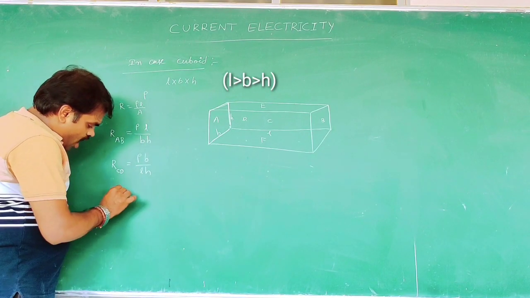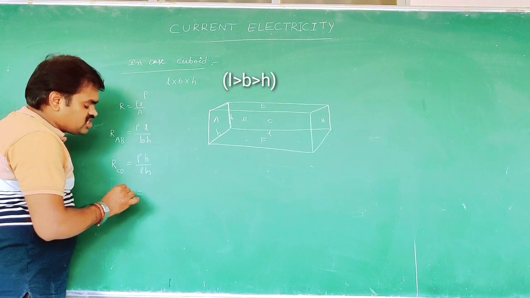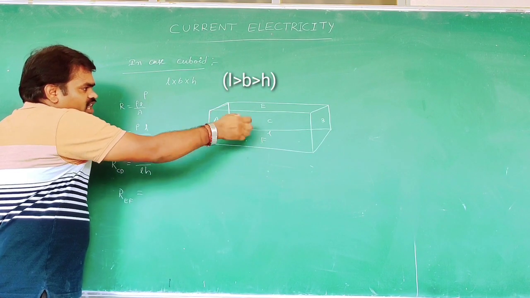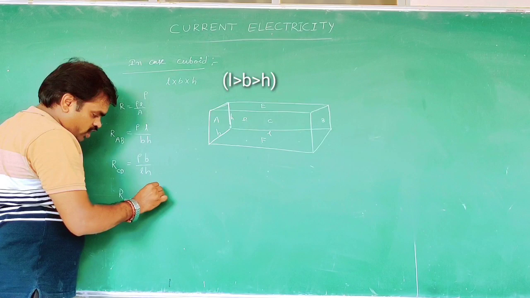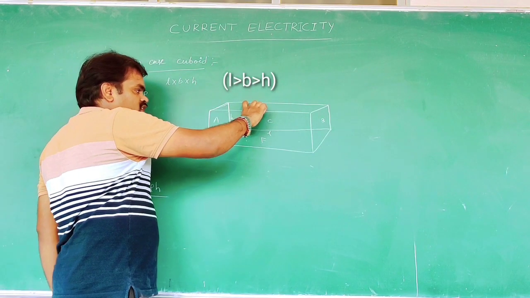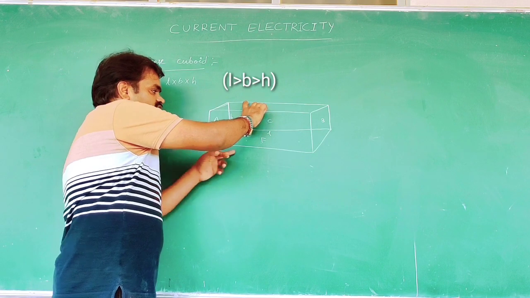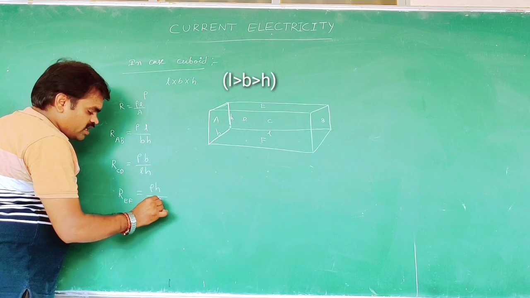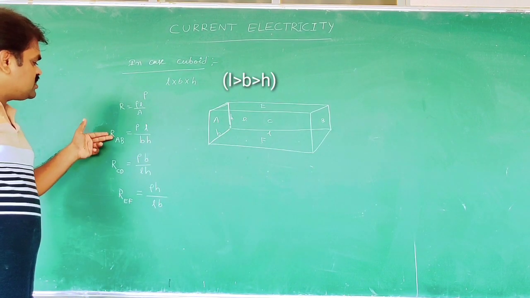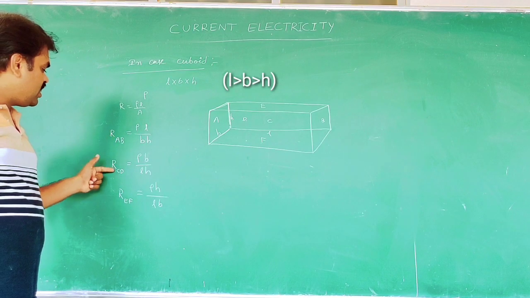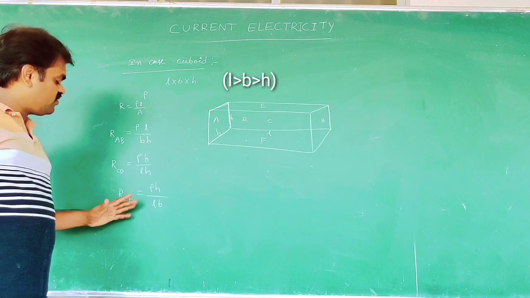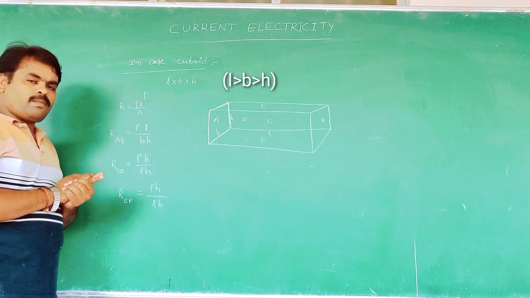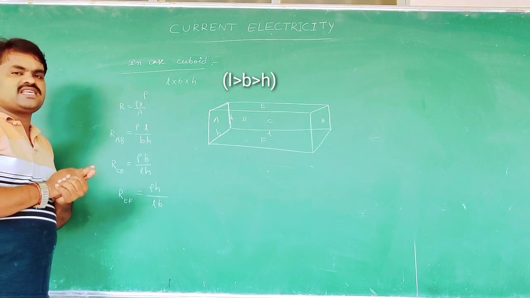Now REF, the resistance of the EF face, that is E and F. The length of EF is H, rho into H. Now this is the length, so what is the cross-sectional area? The cross-sectional area will be length into breadth. You see, this is the resistance of face AB, resistance of face CD, resistance of face EF. Now in this, which one is the greater resistance, which one is the lesser resistance?